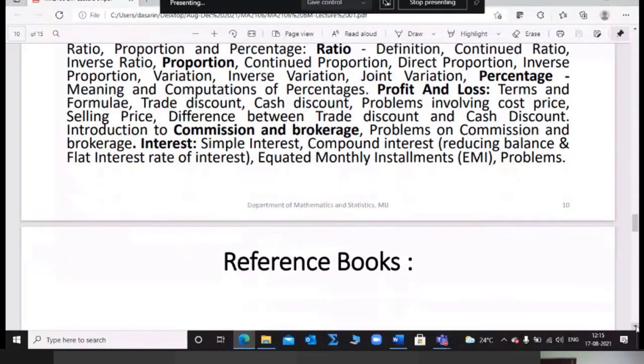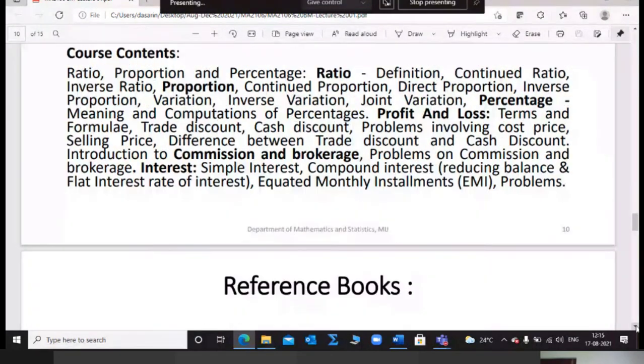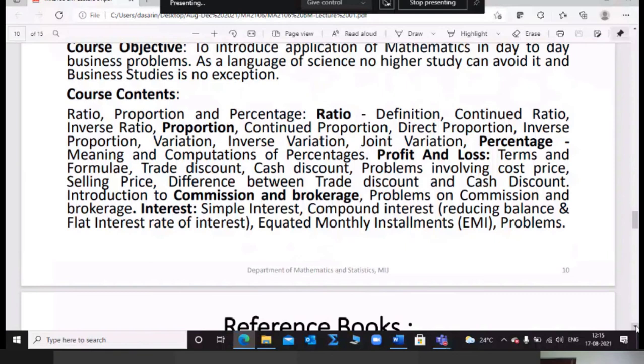More or less, if you want to brief this course content, it is maybe divided into 4 parts. The first part is ratio and proportion. The second part is percentages. The third part is profit and loss. And the fourth part, we can take it as interest, various kinds of interest. So we'll start the course with ratio and proportions. Later on, we'll enter into percentages, profit and loss, and simple and compound interest.